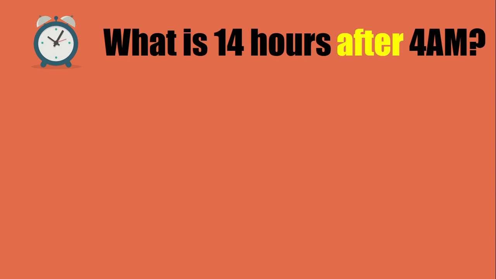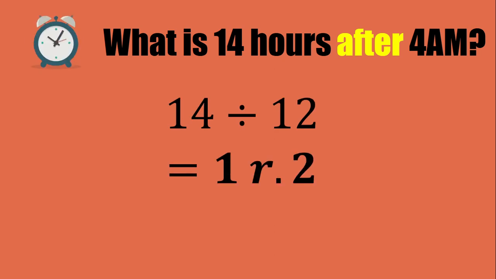So first up, let's apply the concept of the modular arithmetic. When it comes to the modular arithmetic, we're going to use division. In division, we're going to have our divisor, which is 12, and our basis here is the 12-hour clock. Now in our problem, let's try to divide that 14 hours by 12. So 14 divided by 12 is 1 remainder 2.